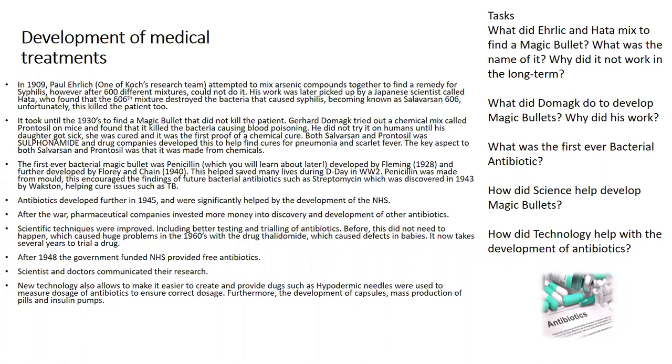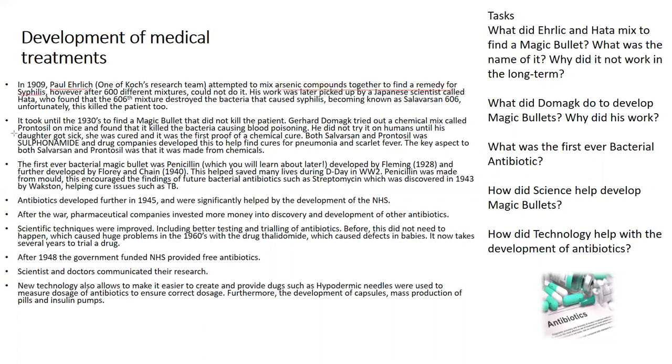Now, this is where we look at the development, how did magic bullets come about to be where they are. So, again, we'll just underline a few things as we go. In 1909, Paul Ehrlich, one of Robert Koch's research team, attempted to mix arsenic compounds together to find a remedy for syphilis. So he was trying to find a treatment for syphilis and mixing arsenic compounds. Arsenic's actually kind of a type of poison. But he made 600 different mixtures and he couldn't do it. Why? Because he realized that all of those mixtures could be harmful to humans.